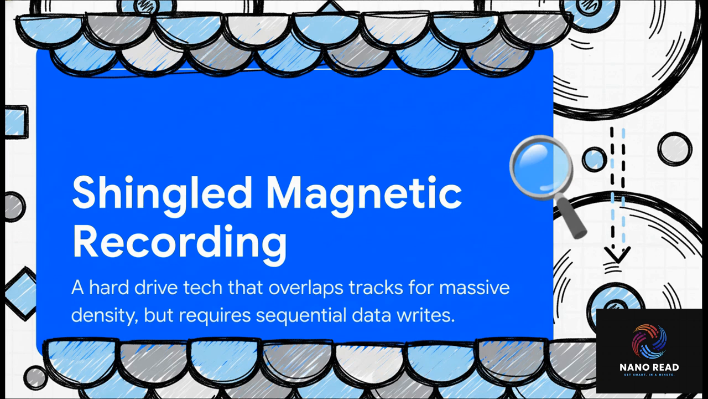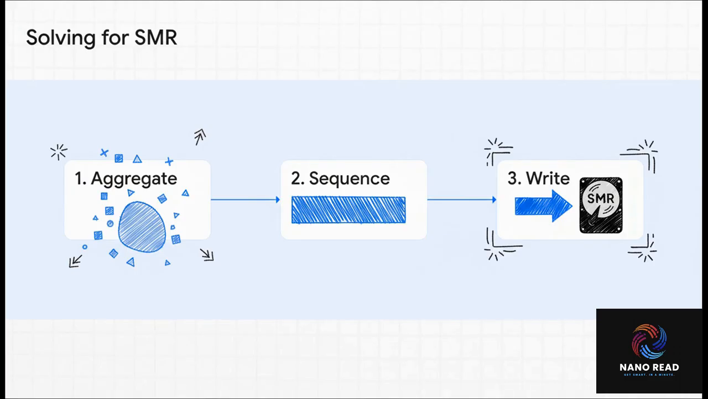Because they overlap, you can't just go back and change a little bit of data in the middle. You have to write everything in big, long, sequential chunks. So, how did they solve this physical limitation? With incredibly smart software. Their Magic Pocket system was designed specifically to think like an SMR drive.